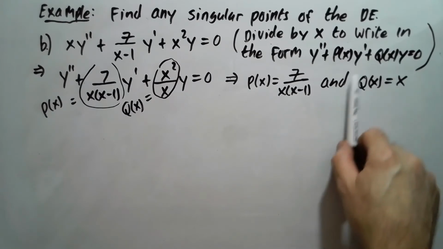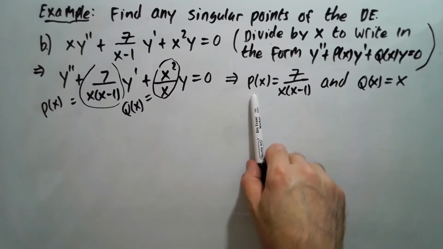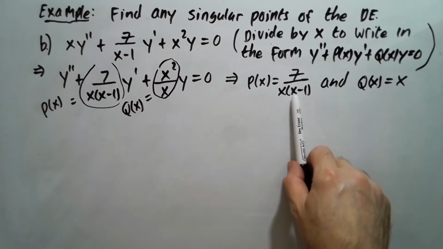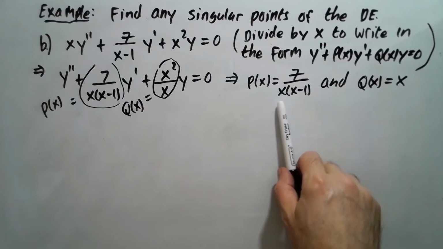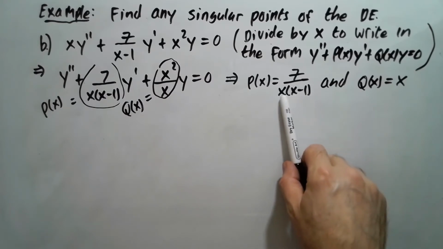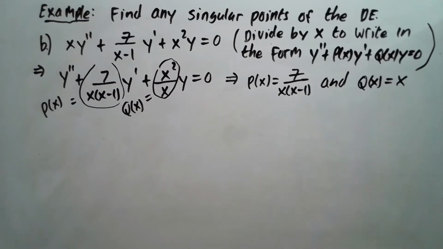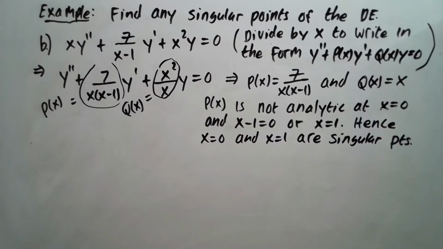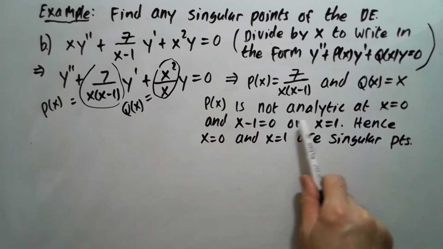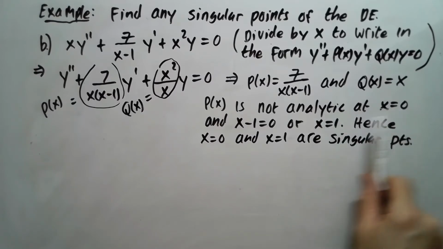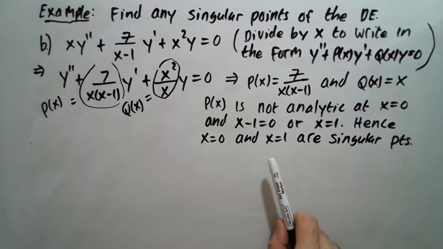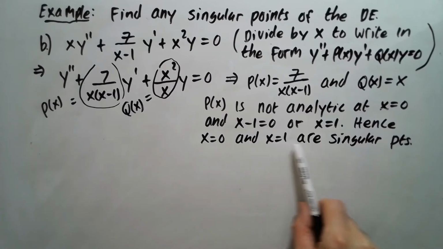So q of x would be analytic for all x, but p equals 7 over x times x minus 1 is not going to be analytic pretty much where you're dividing by 0. So it's not going to be analytic when x is 0 and when x is 1. So let's note that. So p of x is not analytic, so it's not going to have any power series representation at x equals 0 and x equals 1. So hence x equals 0 and x equals 1 are singular points of our differential equation up here.